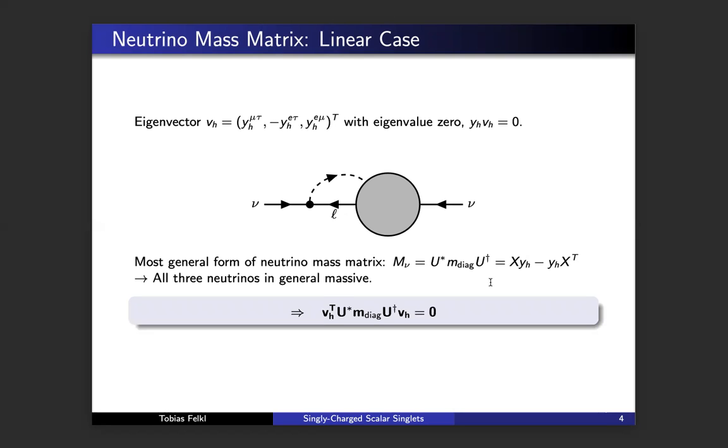One immediate consequence is that since we do not specify X further, the determinant of the neutrino mass matrix will in general not be 0, and therefore all 3 neutrinos receive masses in the linear case. And now one can take this equation for the neutrino mass matrix and multiply it by the eigenvector VH from the left-hand side and the right-hand side. And then one obtains 0 on the right-hand side, because one always hits one of the matrices YH here, and the eigenvalue is 0.